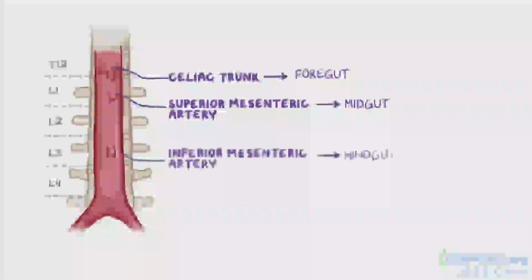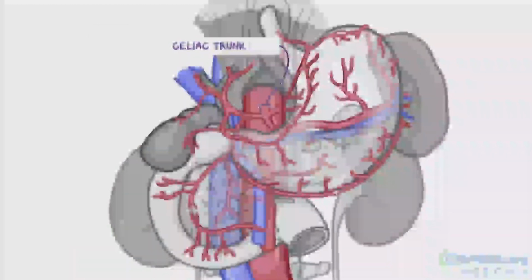Now remember that organs with the same embryologic origin share the same arterial supply, which primarily comes from the abdominal aorta and its single anterior branches, the celiac trunk for the foregut, the superior mesenteric artery for the midgut, and the inferior mesenteric artery for the hindgut. The celiac trunk arises from the anterior wall of the abdominal aorta at the level of the 12th thoracic vertebra and the aortic hiatus of the diaphragm.